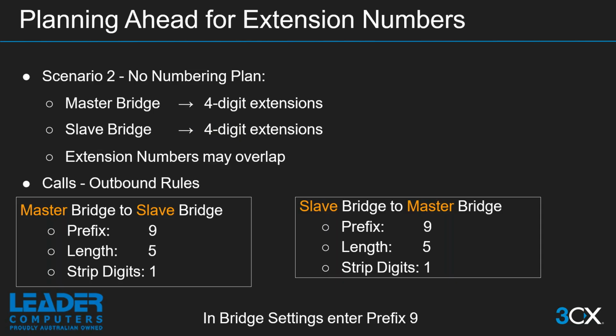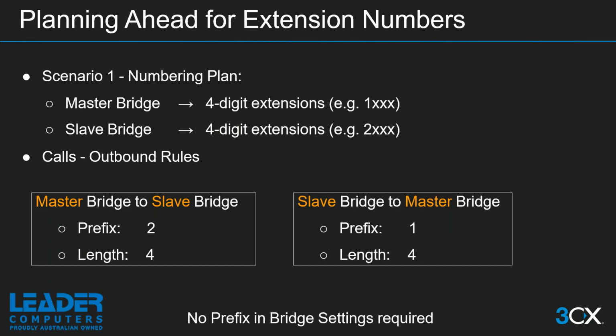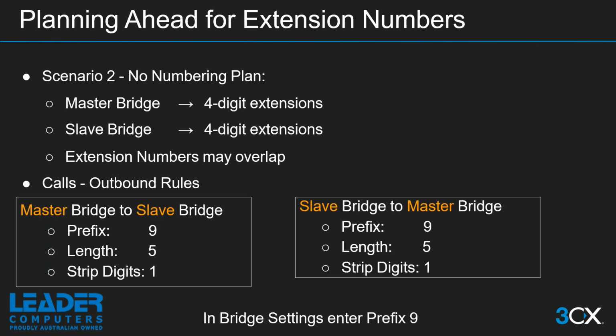So basically, you'll be calling through the bridge, but it just strips off the 9 and sends just the 1001 to the other side, so you can call it. And the same setting needs to happen on the slave bridge. When they try to dial, they need to dial a prefix, and it's going to strip the prefix. In the previous scenario, there is no stripping of the numbers required because there is no overlap. But with no numbering plan, or if you haven't planned things accordingly, you need to do that.